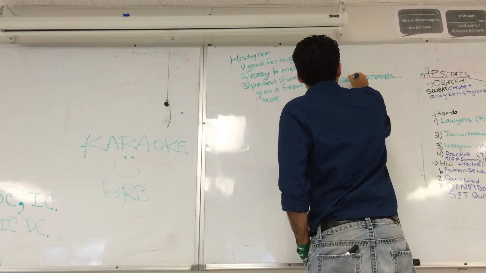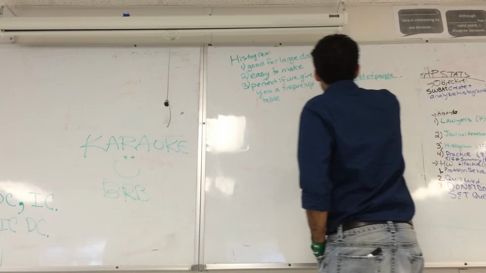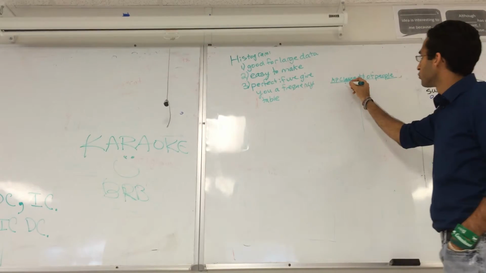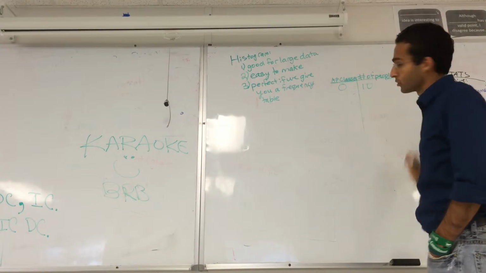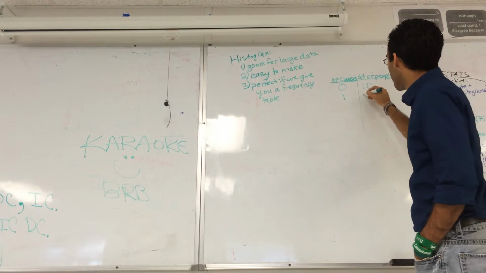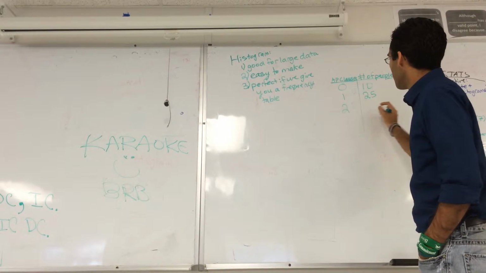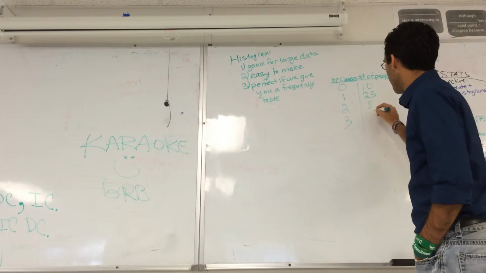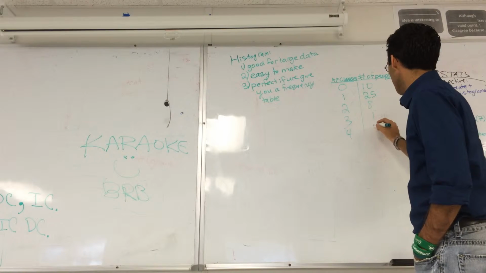This is a frequency table. So this is, I say, AP classes and a number of people. So 0 AP classes, maybe 10 people have 0 AP classes. 1 AP class, 25 people. 2 AP classes, 8 people. 3 AP classes, 1 person. 4 AP classes, 2 people.